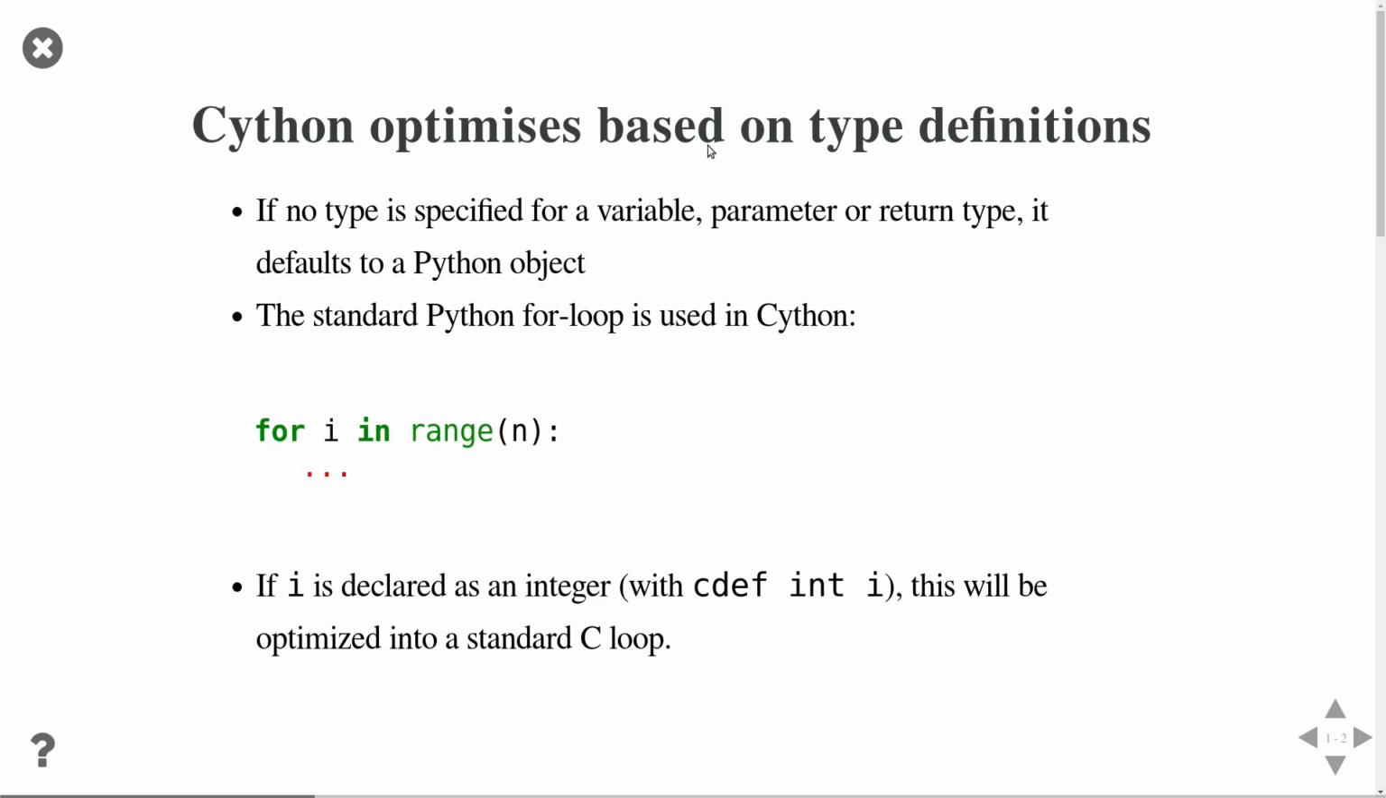For example, if I have a loop here, for i in range(n), and this variable i was defined as a normal Python variable, then we will end up with a normal Python loop. But if i was defined to be a C variable of type integer, then Cython can automatically compile this and optimize it into a standard C loop. And this is where the benefit comes from. By specifying these types, we can suddenly convert normal Python loops into C loops, which can be optimized by our C compiler.